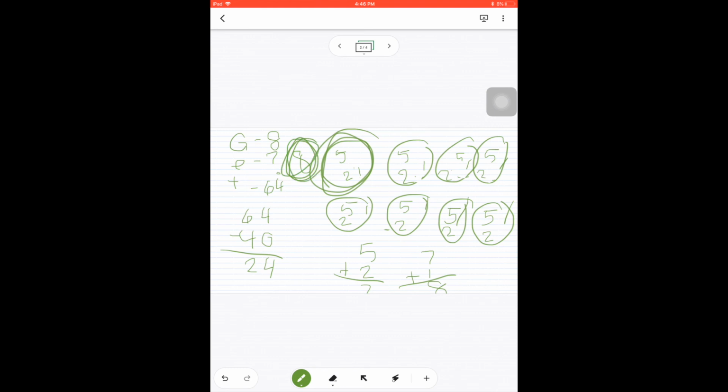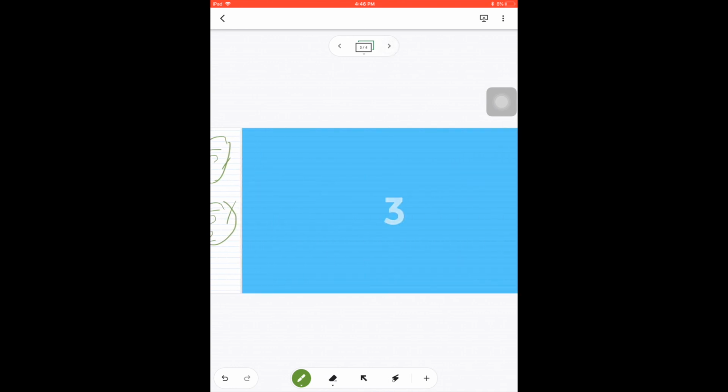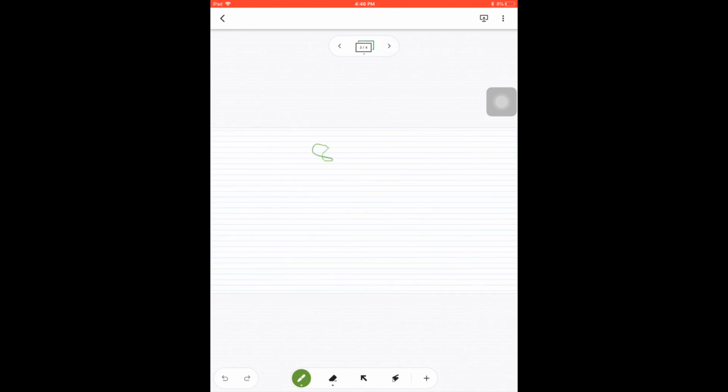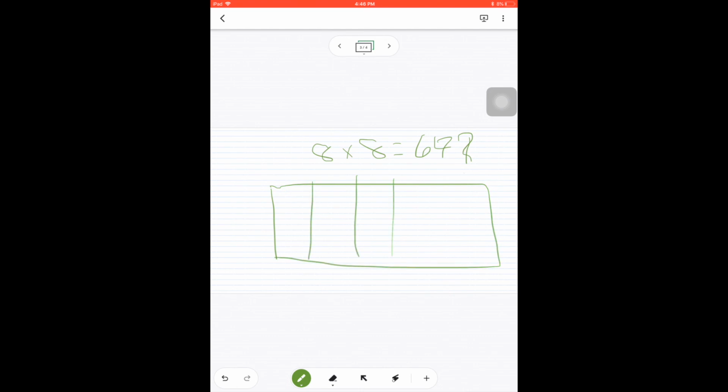Make sure when you're solving these problems, draw a picture, try it a bunch of different ways. I can check my work here by saying 8 times 8 and seeing if that equals 64. Right? So I can do my strip diagram here and I can check my work.